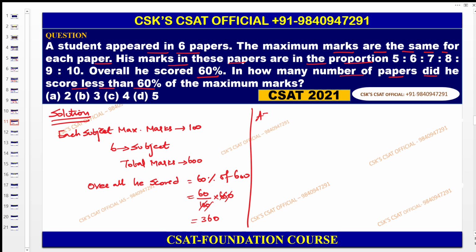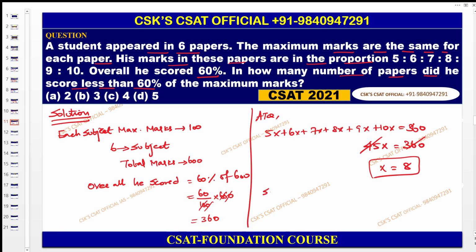So according to the question the marks are in the proportion, therefore 5x plus 6x plus 7x plus 8x plus 9x plus 10x, which is equal to 360. Add up this thing. If you add, you will get 45x. So which is equal to 360. So x is equal to 8. 8 times you can cancel.